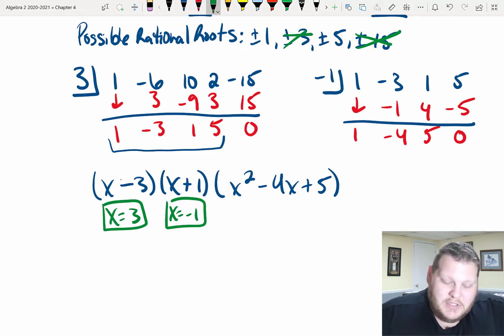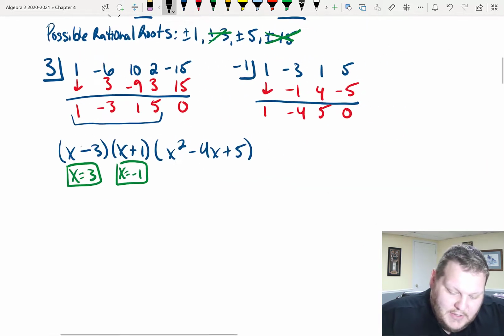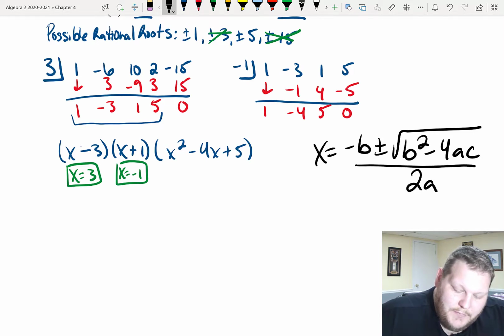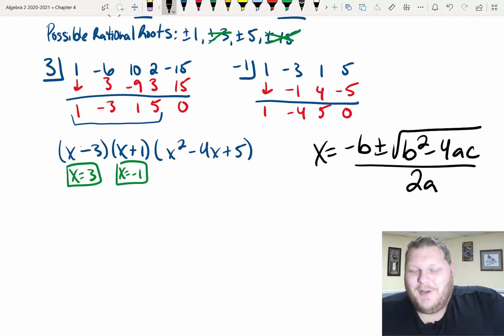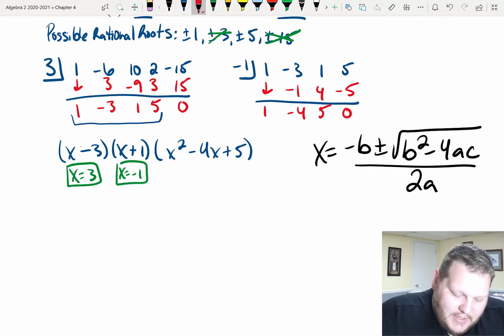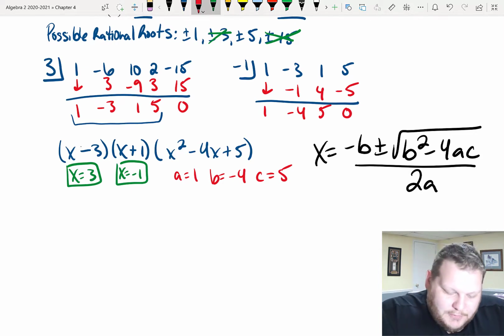Which means, unfortunately, we have to pull out our favorite friend from the past, x equals -b plus or minus the square root of b squared minus 4ac all over 2a. Yeah, quadratic formula coming back from the dead. So, in this quadratic that we're trying to solve, we have an a value of 1, a b value of -4, and a c value of 5 to solve this bad boy, since it's not factorable.